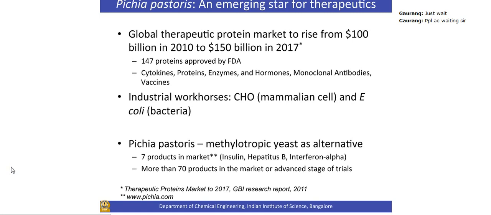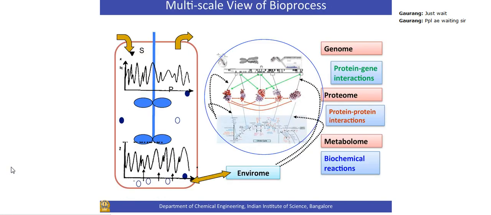Now, I'll come back to this example of Pikia a little later, but let's try to understand when we say we are going to carry out a bioprocess, what exactly is happening in this process. So, if you like, we can say that there is a multi-scale view of a bioprocess which you see on the screen there. On one side, we have a traditional bioreactor, our good stirred tank reactor, in which we are supplying various different nutrients.